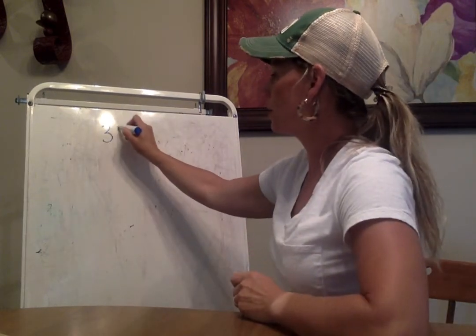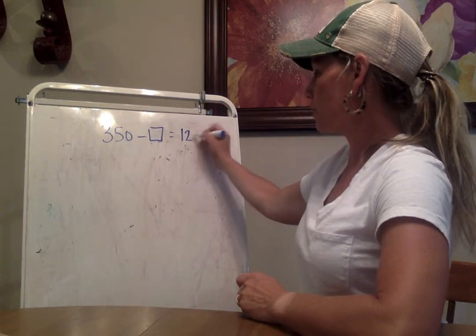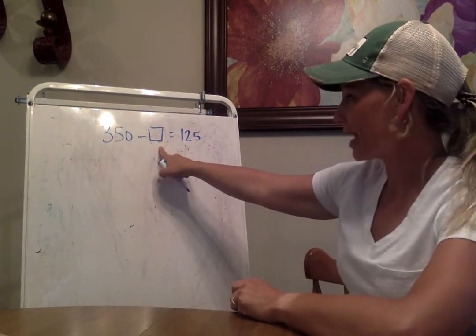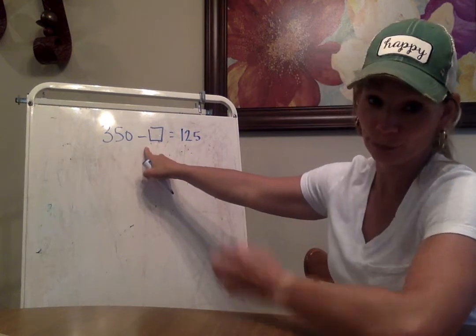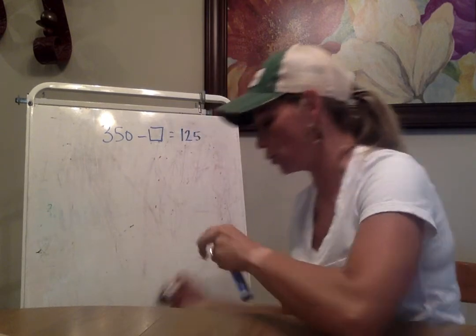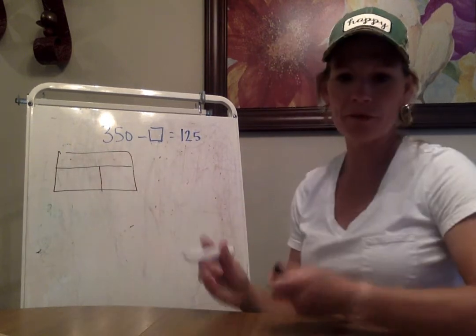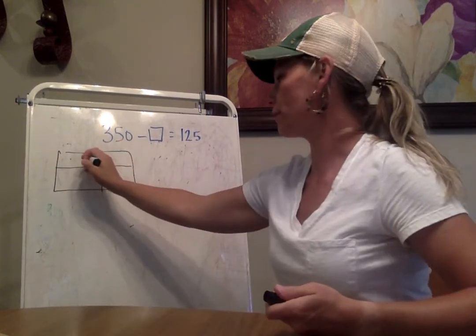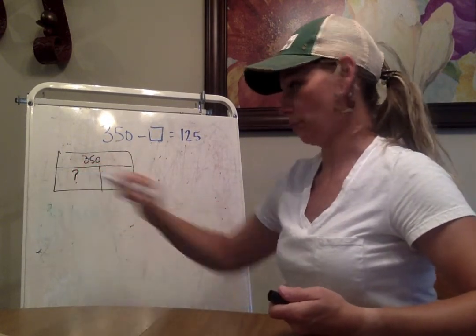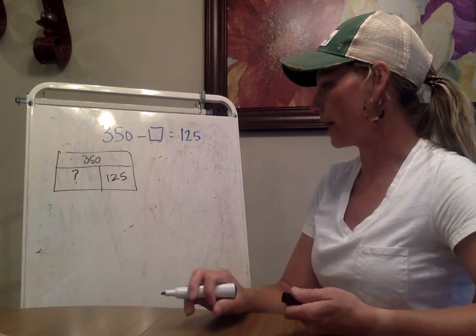So if Grandma baked 350, everybody ate some, and now there's only 125 left. We have to figure out the part that the people ate. But I can't start with 350 and take away some number and get to here, right? So I've got to think about how this problem relates to a part whole. Well, if I think about the whole, that would mean all the cookies. I know that. That's 350. If I think about the part that got eaten, I don't know that part. That's my question mark, right? Which is my box.